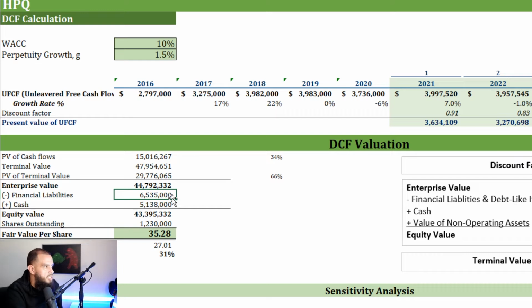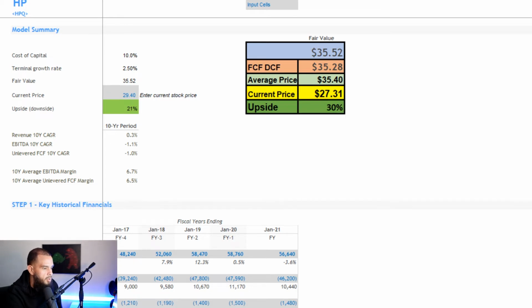And all you have to do is enter the financial liabilities, and that can be found on Yahoo Finance, and the cash, and that can also be found in Yahoo Finance. If I find that the company has potential upside, then most of the time I do another DCF, and I'll show that one here. And this one's a little bit more detailed.